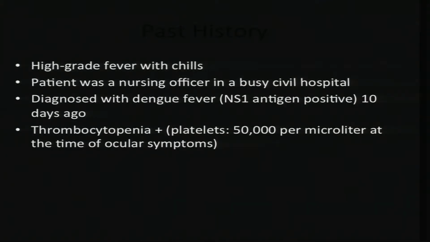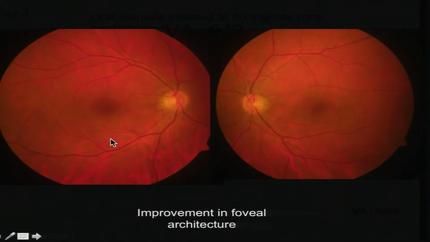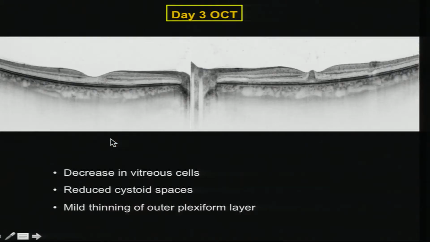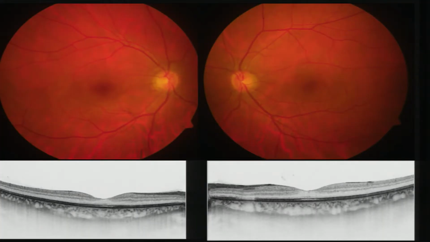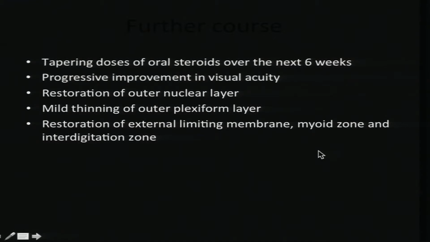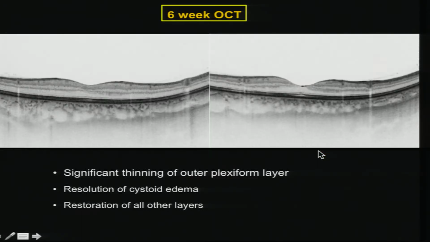Now the patient gives a history of fever. He was diagnosed as dengue NS1 positive 10 days ago. He also has thrombocytopenia. He did show improvement on steroids, and this is the follow-up. Decrease in vitreous cells, reduced cystoid spaces, mild thinning of the outer plexiform layer, and you can see on follow-up reversal of the changes.